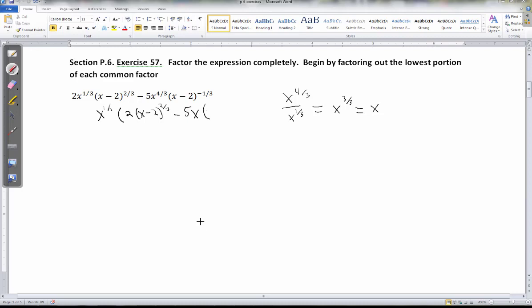And then I haven't done anything with the x minus 2's yet. I'm actually going to use square brackets here. Since I have two levels of parentheses, it's easier to see where one starts and the other begins if you use square brackets for one set of parentheses and parentheses for the other. Now I'm going to pull out the x minus 2. The smallest power I had on x minus 2 is negative 1/3 right there.